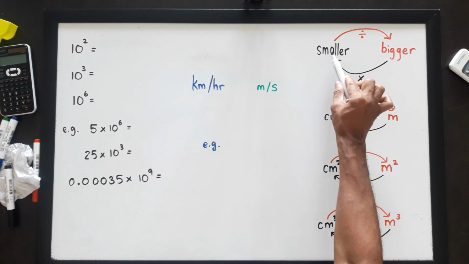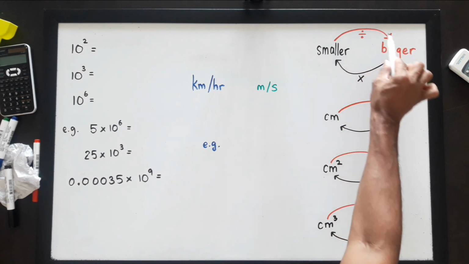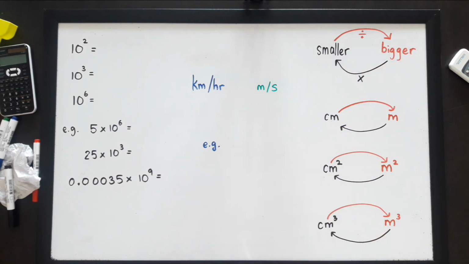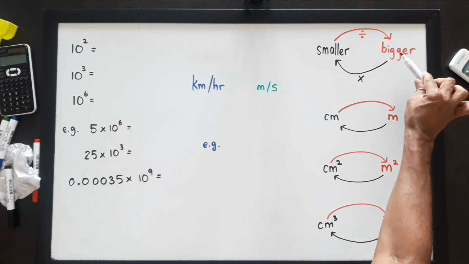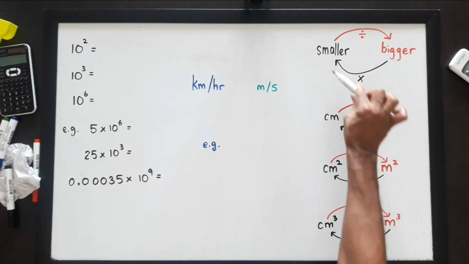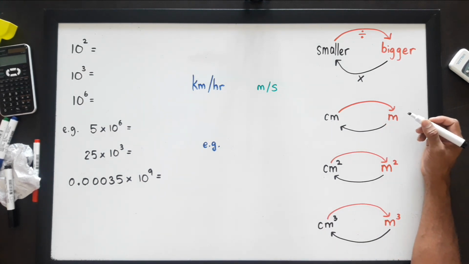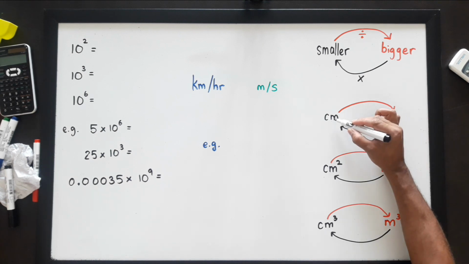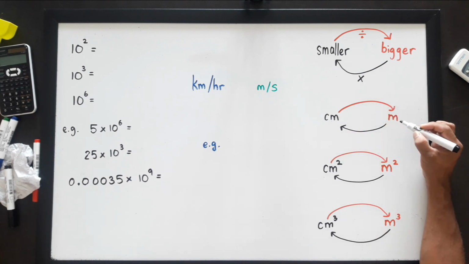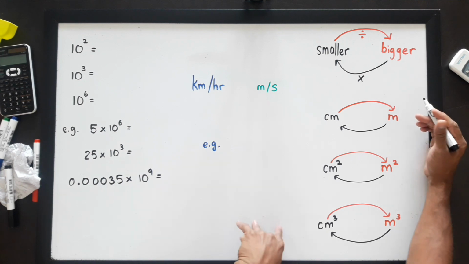Whenever you're converting a smaller unit to a bigger unit, you will have to divide. And if you're converting a bigger unit to a smaller unit, you will have to multiply. Alright, so we're going to go with some basic assumptions that you know that there are 100 centimeters in a meter. So that's my starting point for this video.